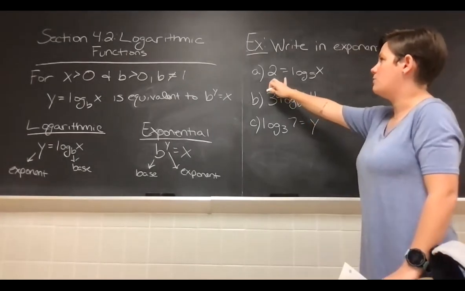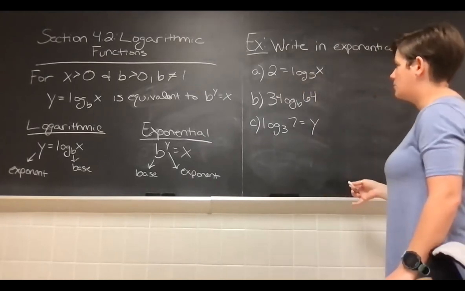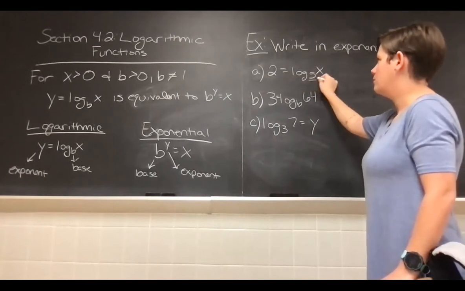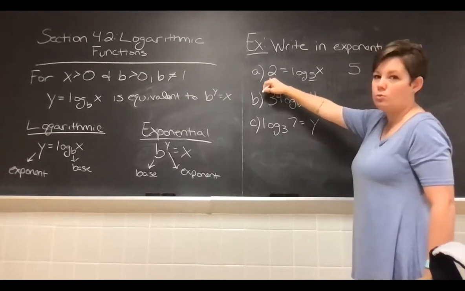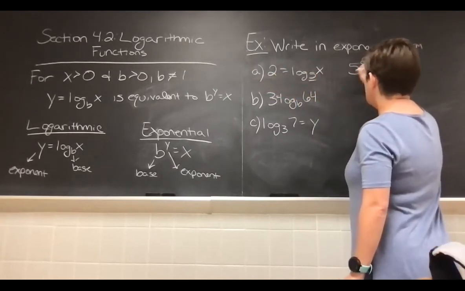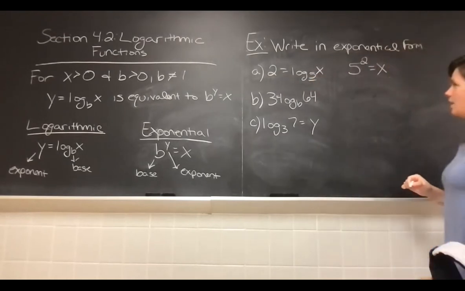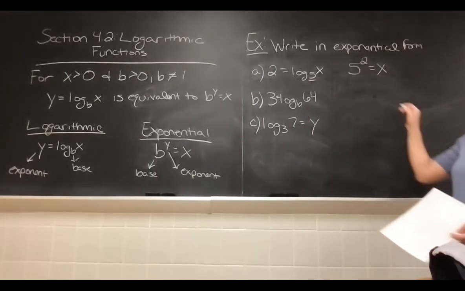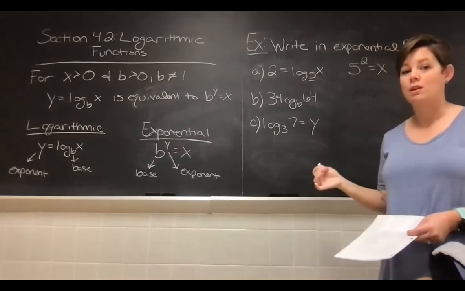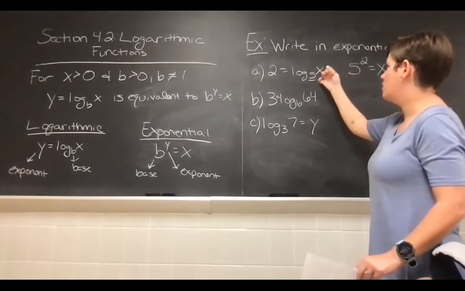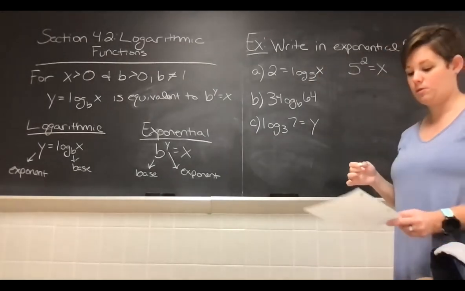So for this first example, we have 2 equals log base 5 of x, and I need to write that as an exponent. So the base is 5. Base becomes the base. The answer, which is 2, becomes the exponent. And then what's in here is our new answer. So 5 squared equals x. Now, don't evaluate that. Don't say, well, that's x equals 25. That's not what it wants you to do. It just wants you to write the logarithmic form into the exponential form, so you don't need to simplify it at all.